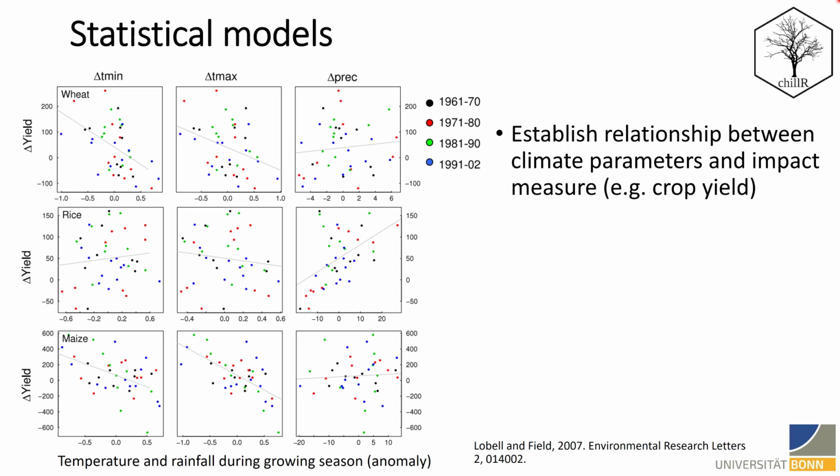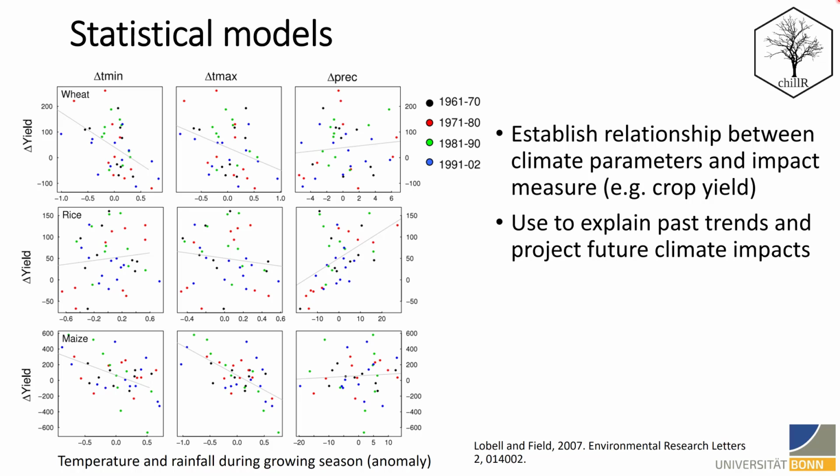So here's a somewhat famous study by Lobell and Field from 2007, Environmental Research Letters. These are basically the yield anomalies of wheat and rice and maize in different parts of the world at different time periods related to the minimum temperature, the maximum temperature, and the rainfall. These points are really all over the place, but still somehow they managed to find a statistical correlation here and use that to detect the impact that climate change has had on crop yields. They've used it to explain past trends and also to project future climate impacts. There's a lot of points here all over the place, but somehow that still was successful in this case and was widely recognized by the scientific community.